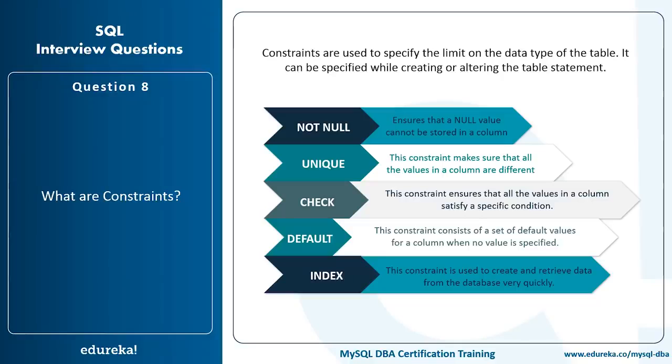Now moving on to the last type of constraint, that is the index constraint. The index constraint is used to create and retrieve data from the databases very quickly. So I hope I'm clear with the different types of constraints that you need to answer about when you're asked this question about what are the constraints that you know.